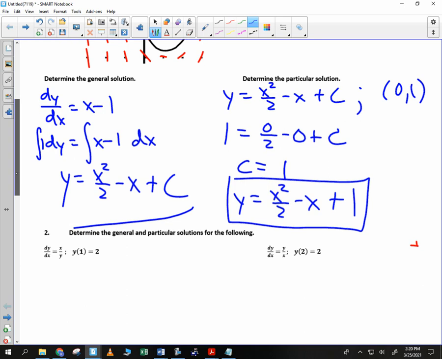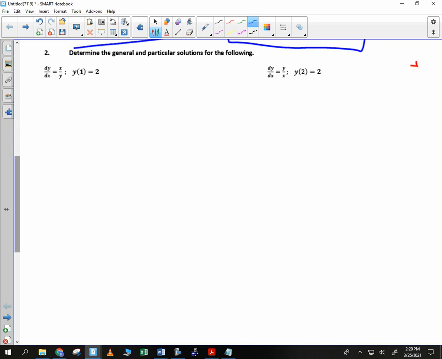The problem is a lot of times with separable equations, some of them get rather challenging. They're tough. So it says determine the general and particular solutions for the following. Now we have dy over dx is equal to x over y, y of 1 is equal to 2. So notice when I multiply both sides by dx, I get dy is equal to x over y dx. And now to move the y, I multiply both sides by y. So y dy is equal to x dx.